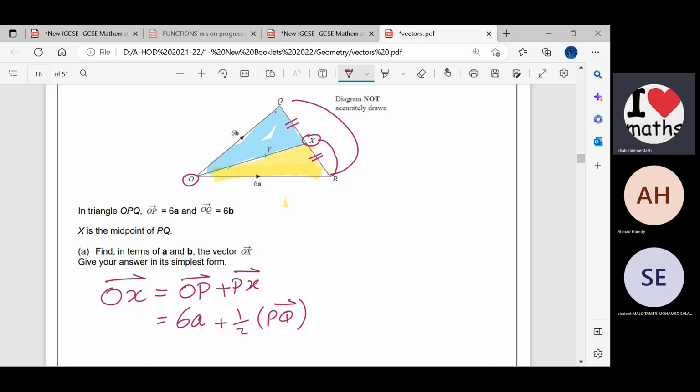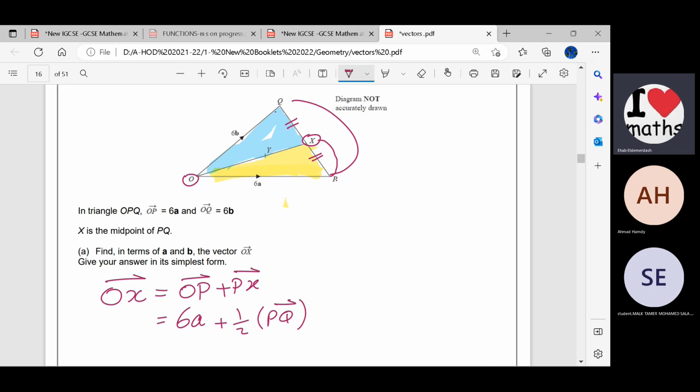I don't know what PX is, and I cannot get it directly because it's in a triangle where I already have another missing side. I cannot work in the same place where I have two missing sides. I have to go for something else. PX is equal to half of PQ. Do you think I'm able to find PQ?